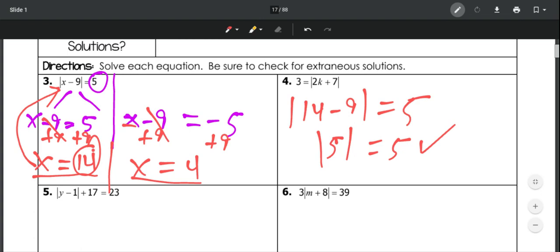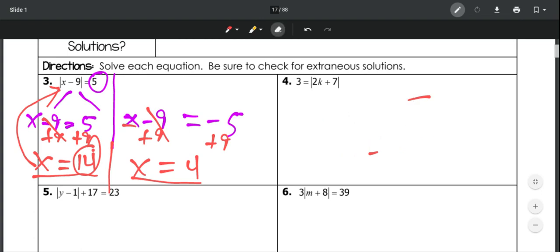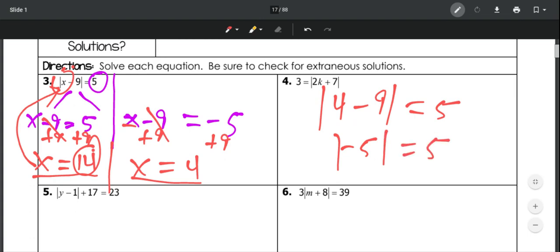Now, we need to check 4. So I'm going to erase that. Pause the video if you need to. Now we're going to check 4. We're going to plug in 4 for x. When you go back and check them, we found that x equals that. So anywhere we see an x in the original equation, we're just going to plug that in there. That's how you check. So 4 minus 9 is going to equal -5. The absolute value of -5 is 5, so that checks. So both of these are solutions.